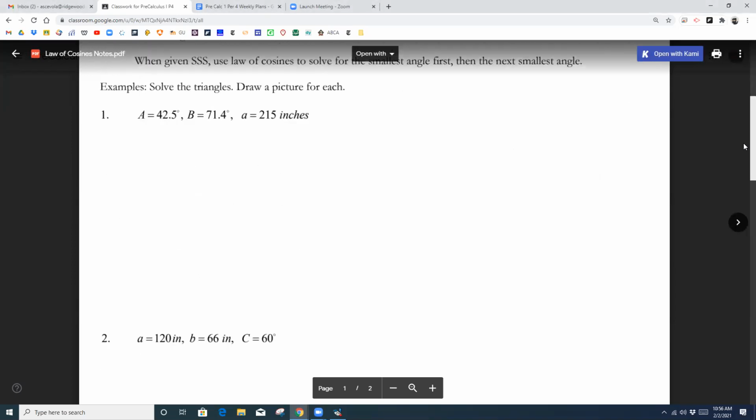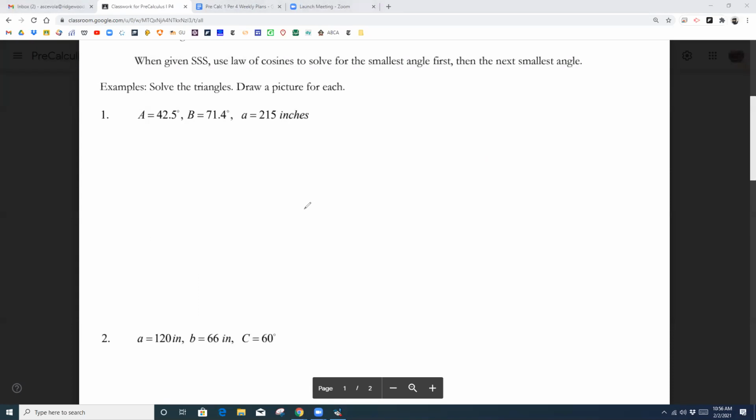So solve the triangles, draw a picture for each. So let's draw this picture. Do this along with me. I'm just going to make a triangle. I'm going to make it look equilateral, even though it's not. I'll make this A, make this B, and this C. So this angle A would be 42.5 degrees. This angle B would be 71.4. And then side a would be 215.